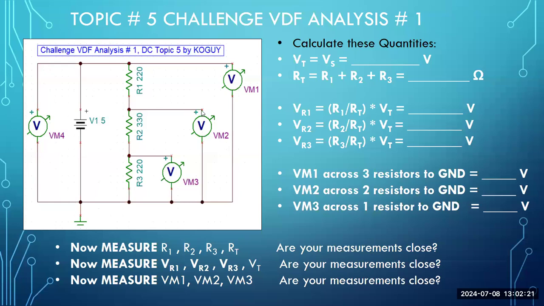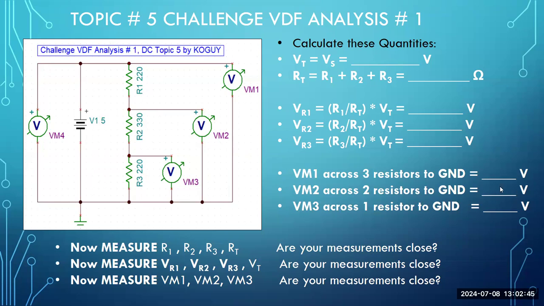Now, voltmeter number 2 is very interesting. Voltmeter number 2 has its positive lead, or the red lead of the voltmeter, attached to the top of R2, the 330 ohm resistor. The bottom of voltmeter number 2 is attached to ground. So guess what? This meter is attached across 2 resistors to ground. As the notation says, VM number 2 is across 2 resistors to ground.